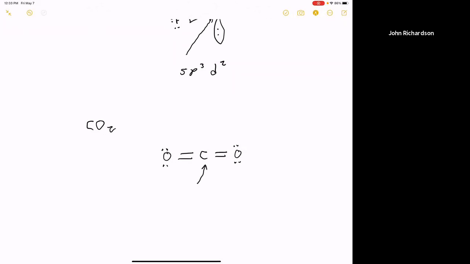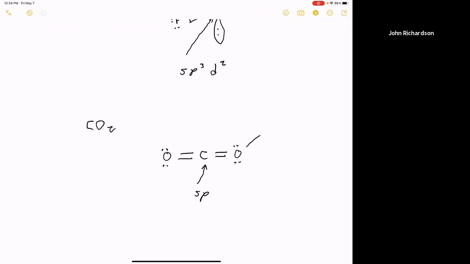All right, so there's carbon. How many bonds are going out to the carbon? Looks like 2. So how many hybrid orbitals do I need to make if I'm going to have 2 bonds? I need 2 hybrid orbitals. Carbon hybridizes through S and P's. So that means I've got an sp hybrid on the carbon.